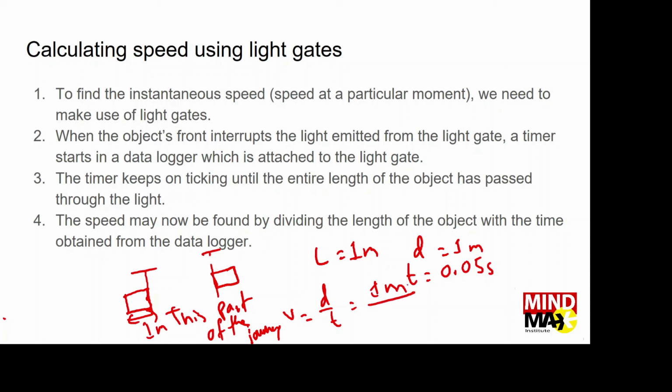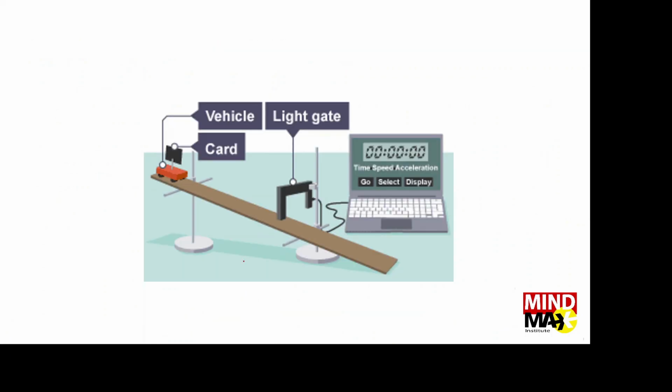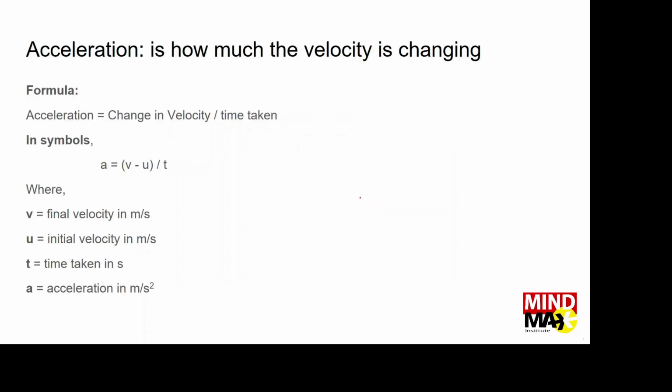So 1 meter divided by the time, 0.05, comes to 20 meters per second. So that's how you find the instantaneous speed of the object at a specific point using light gates. This is what a light gate looks like. As you can see, it's connected to a laptop, and the laptop contains the data logger where the stopwatch is timing it. The next thing that we do is acceleration.